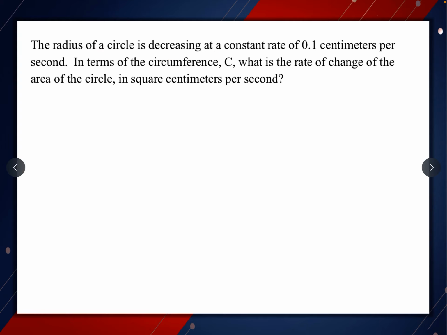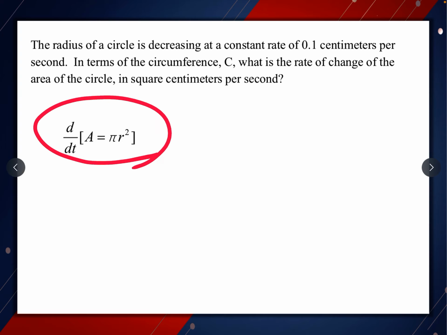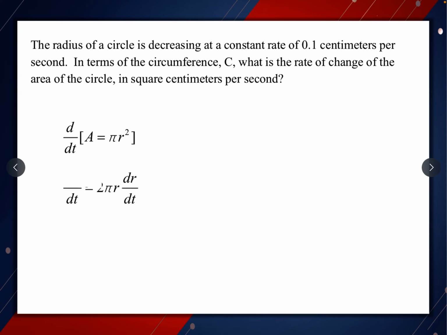And the last question, the radius of the circle. So here it shows the derivative of the radius is negative 0.1. In terms of the circumference C, what is the rate of change of the area of the circle? So we need to find the derivative of the area by using the function.